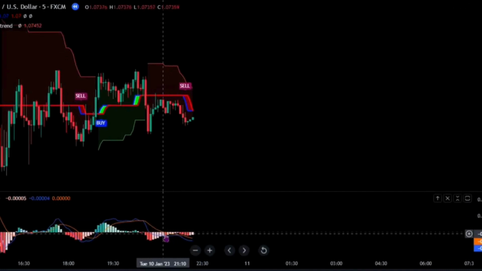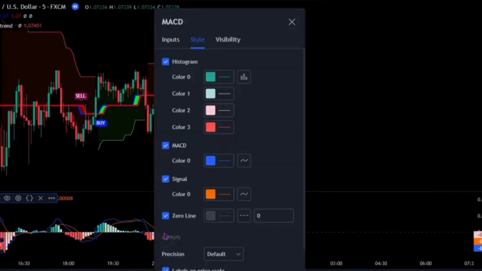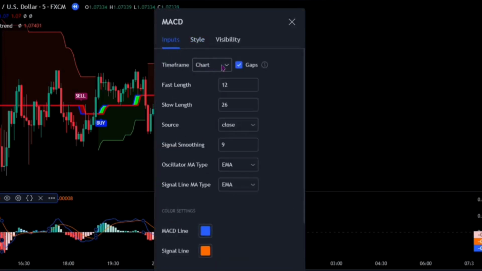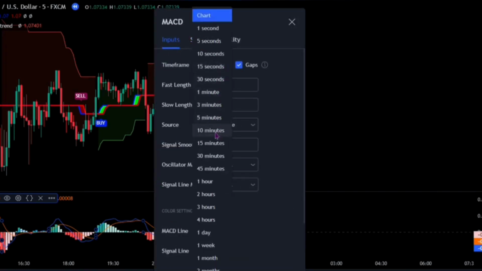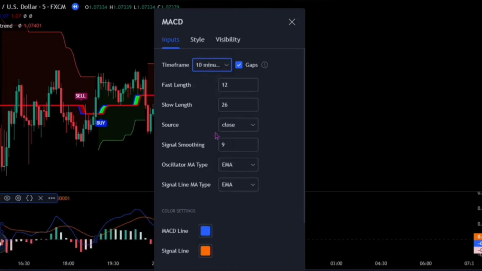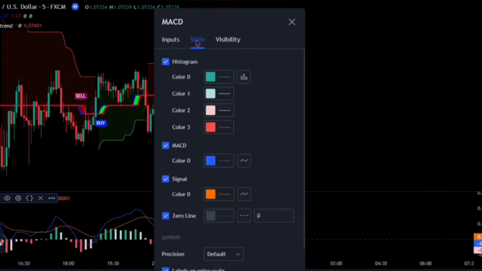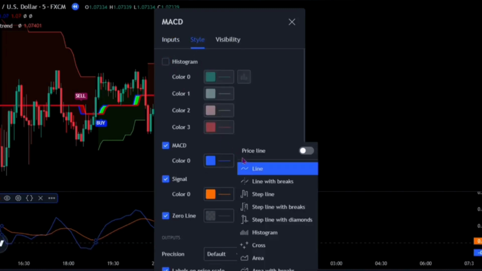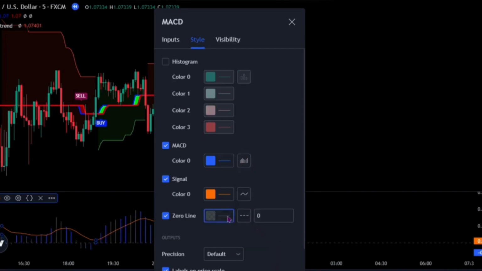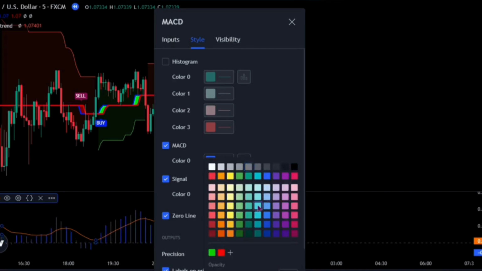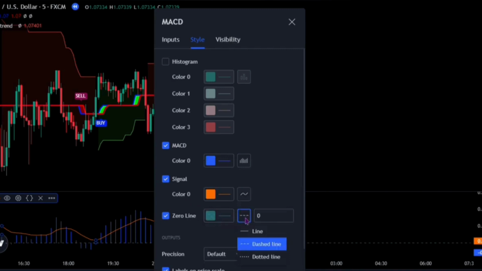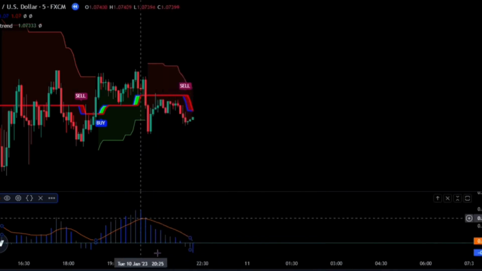For our main indicator, bring up the MACD settings panel. On the input, change the time frame to 10 minutes. Then head over to the style. I want you to uncheck the histogram, then change the style of the MACD to histogram. Change the color of the zero line to mint green, then also adjust the style to line. And that would be all for this indicator.